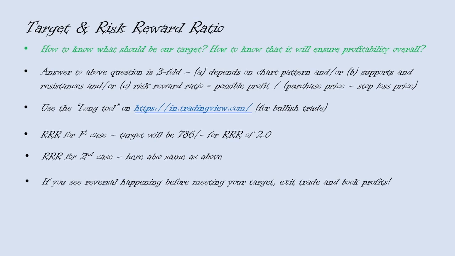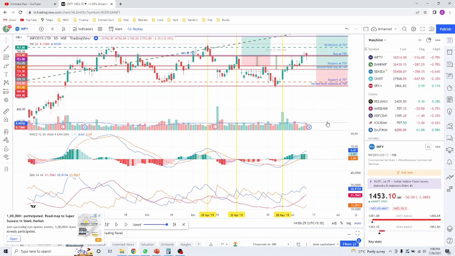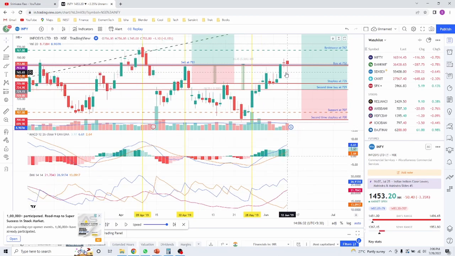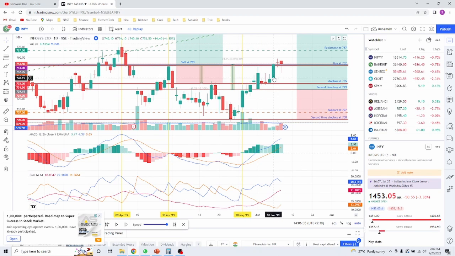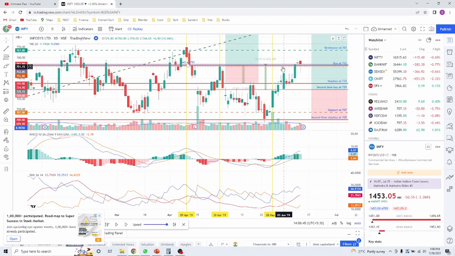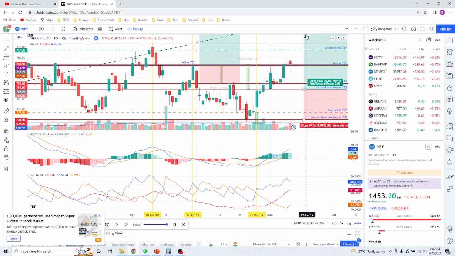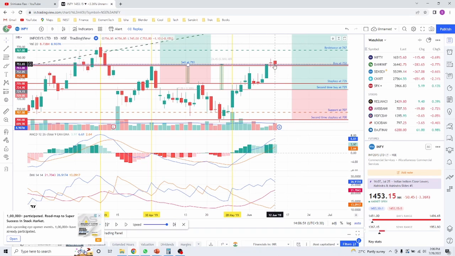Okay. So if you see a reversal happening before meeting the target, you have to exit the trade and book profits. So what does this mean? See, it again depends on the trader and how he or she trades and what kind of risks he or she is willing to take. For example, in the second case, see, the price started going up. Okay, now the price here was 753 when we sold it, and it was never close to the target of 786 that we had. Okay, now the question comes is, when you start a reversal here, should you sell it, or should you wait for it to reverse, bounce back and go up? Okay, so that again depends on the trader.